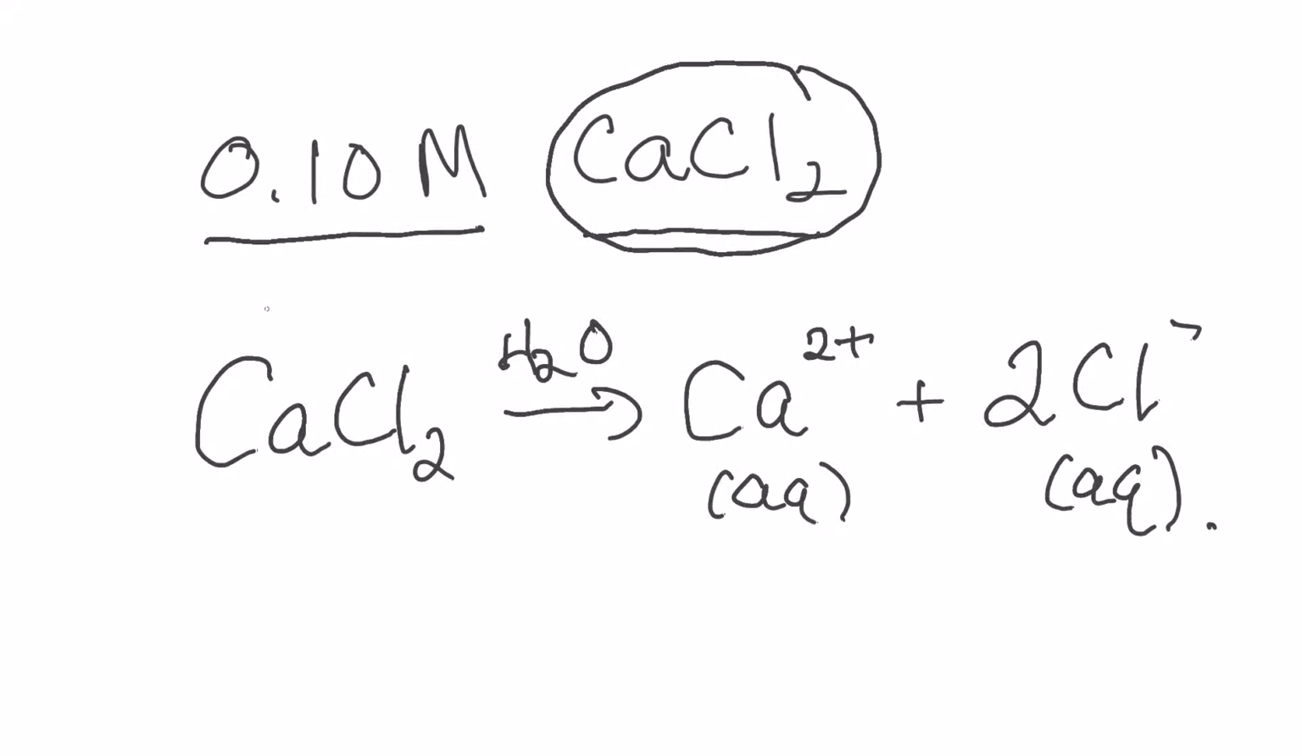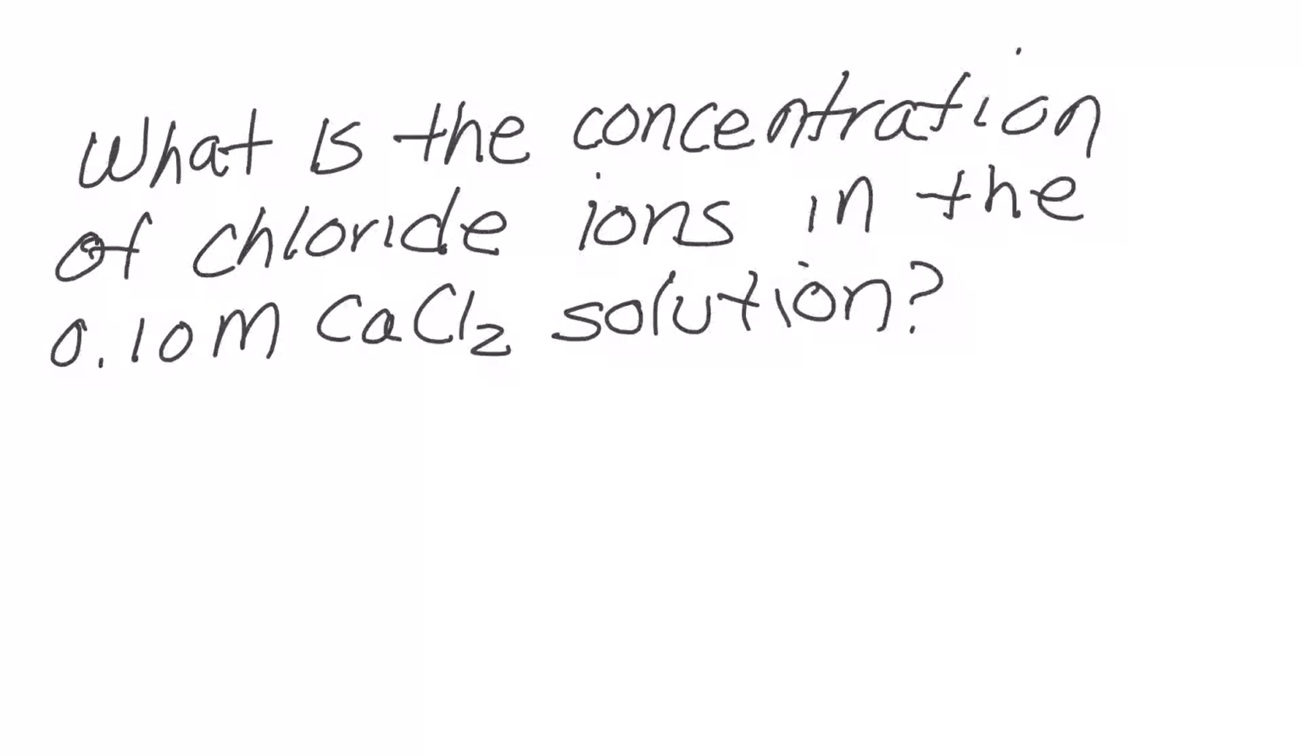So when I have a 0.10 molar solution of calcium chloride, I actually don't have calcium chloride. I really have calcium ions floating around in solution and chloride ions floating around in solution. So sometimes we need to think about the calcium and the chloride separately. Here's a question you might be asked. What is the concentration of chloride ions in that 0.10 molar calcium chloride solution?